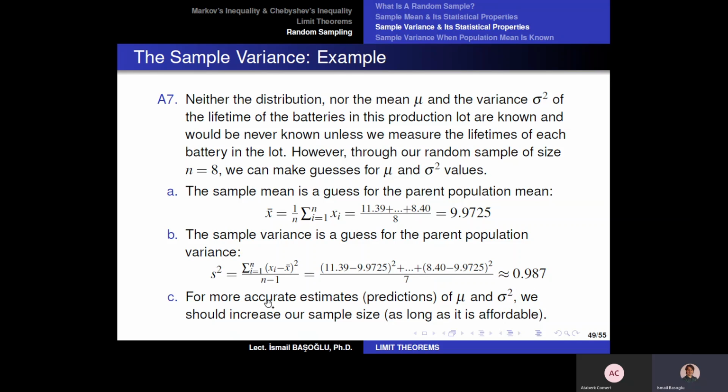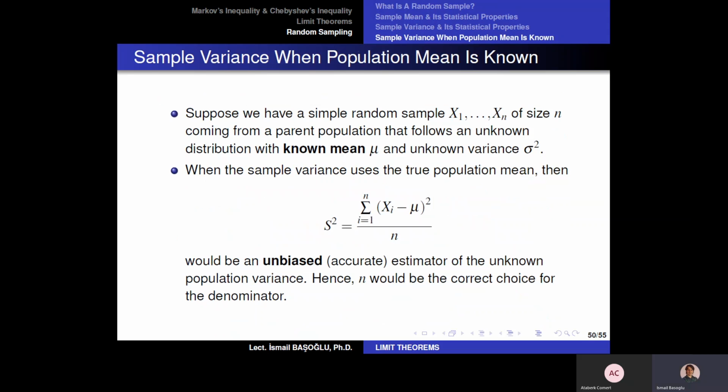Now, if you want to get accurate estimates, we can increase our sample size as long as it is affordable. But when the cost is going to exceed the benefit coming from that information, then do not do that. So that's the golden rule. Statistics is beneficial if the information generated is beneficial. If the information generated is not beneficial, then statistics is just cost. It costs us.